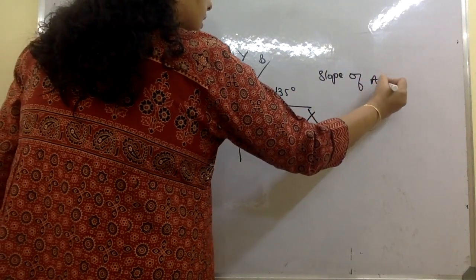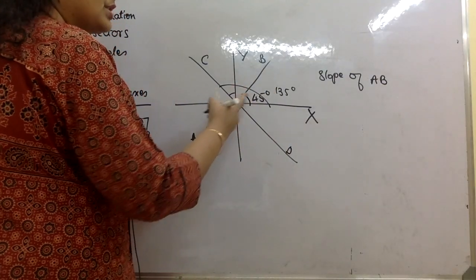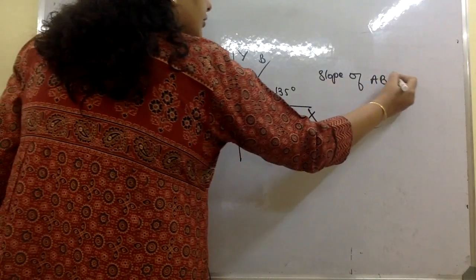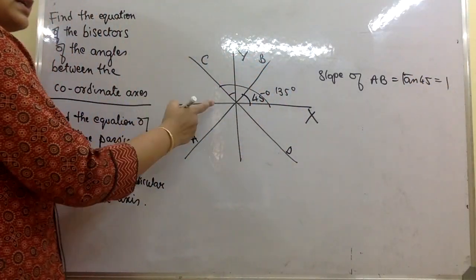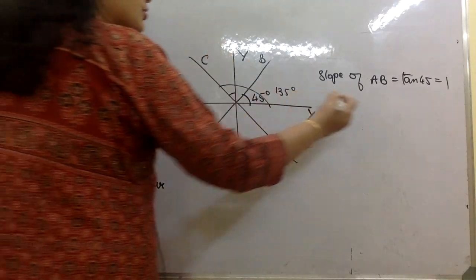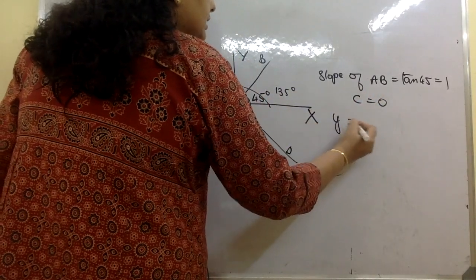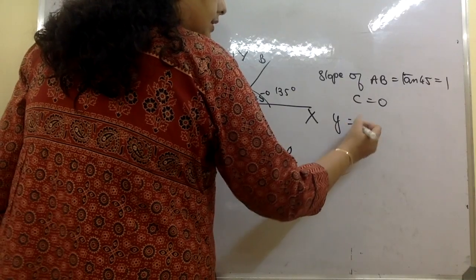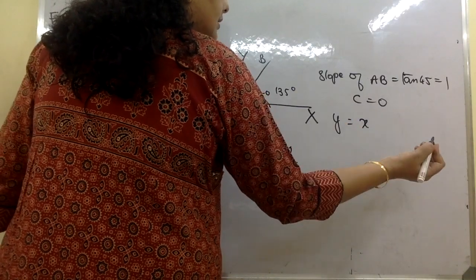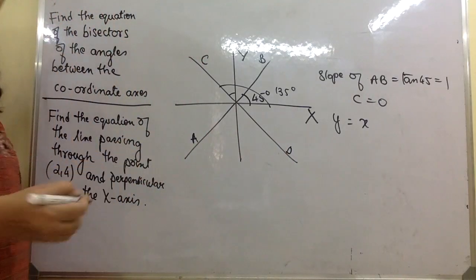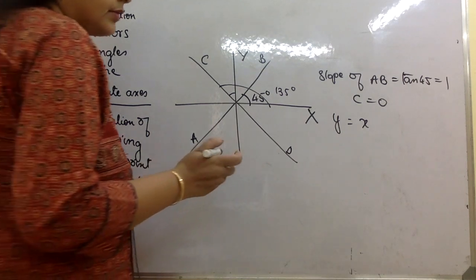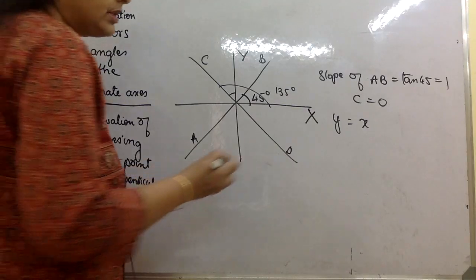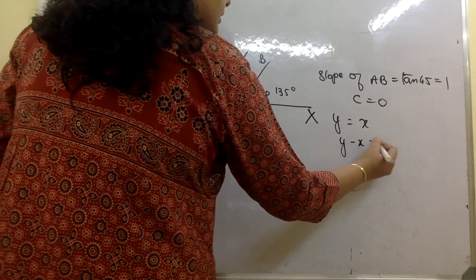So now we have to find the equation. Let me first find the slope of AB, and that is equal to m, which is equal to tan 45, which is equal to 1, okay. Is it cutting any intercept on the y-axis? No. So c is equal to 0. So y is equal to m x, m is 1, and I don't have c. So my first line has the equation y is equal to x.